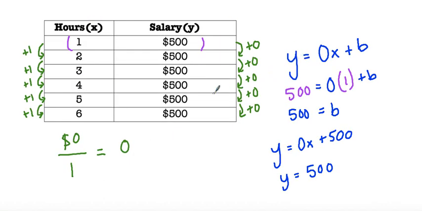And when our slope is 0, we have y equals, because in this case, y is always 500. And that's it.